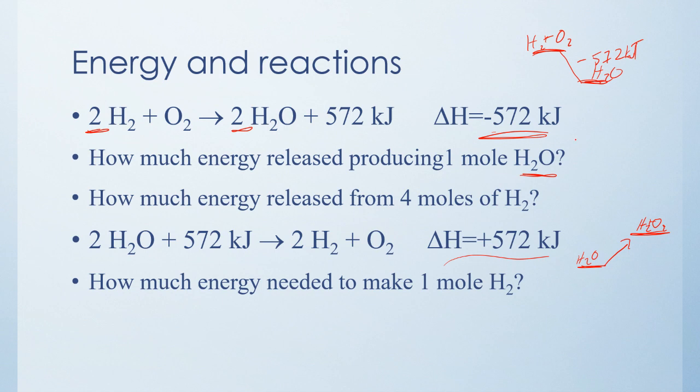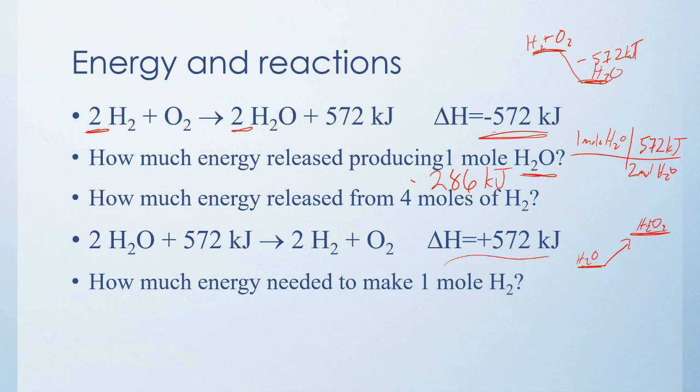So we're starting with 1 mole of water, and we know that for every 2 moles of water, there's 572 kilojoules. And that's how you do that. So it would be divided by 2 to figure out how much would get in 1 mole of water, and that is 286. So this would be 286 kilojoules would be released. So you can make it negative.